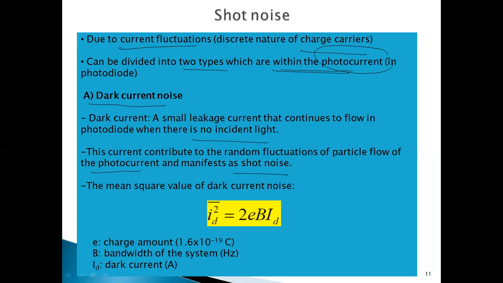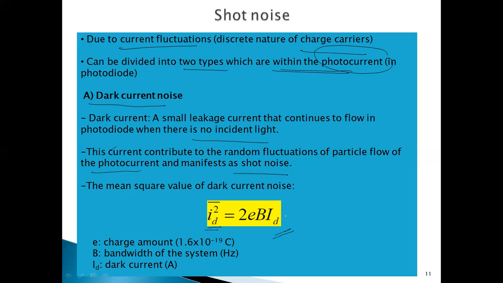The equation for this dark current noise, the mean square of it, is given by i_D squared equals 2eB I_D, where e is the charge amount in coulombs, B is the bandwidth in hertz, and I_D is the dark current in amperes. That will determine the value of the dark current noise.